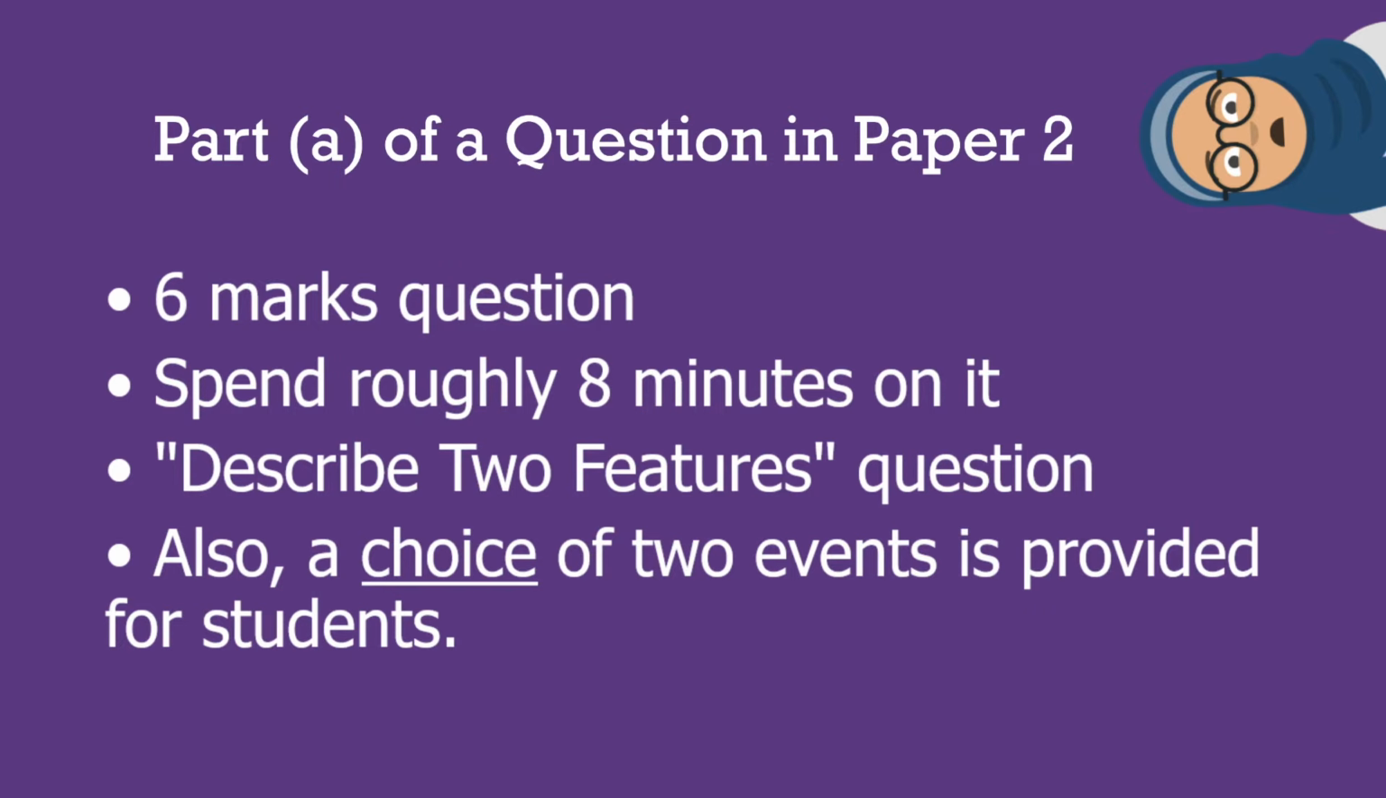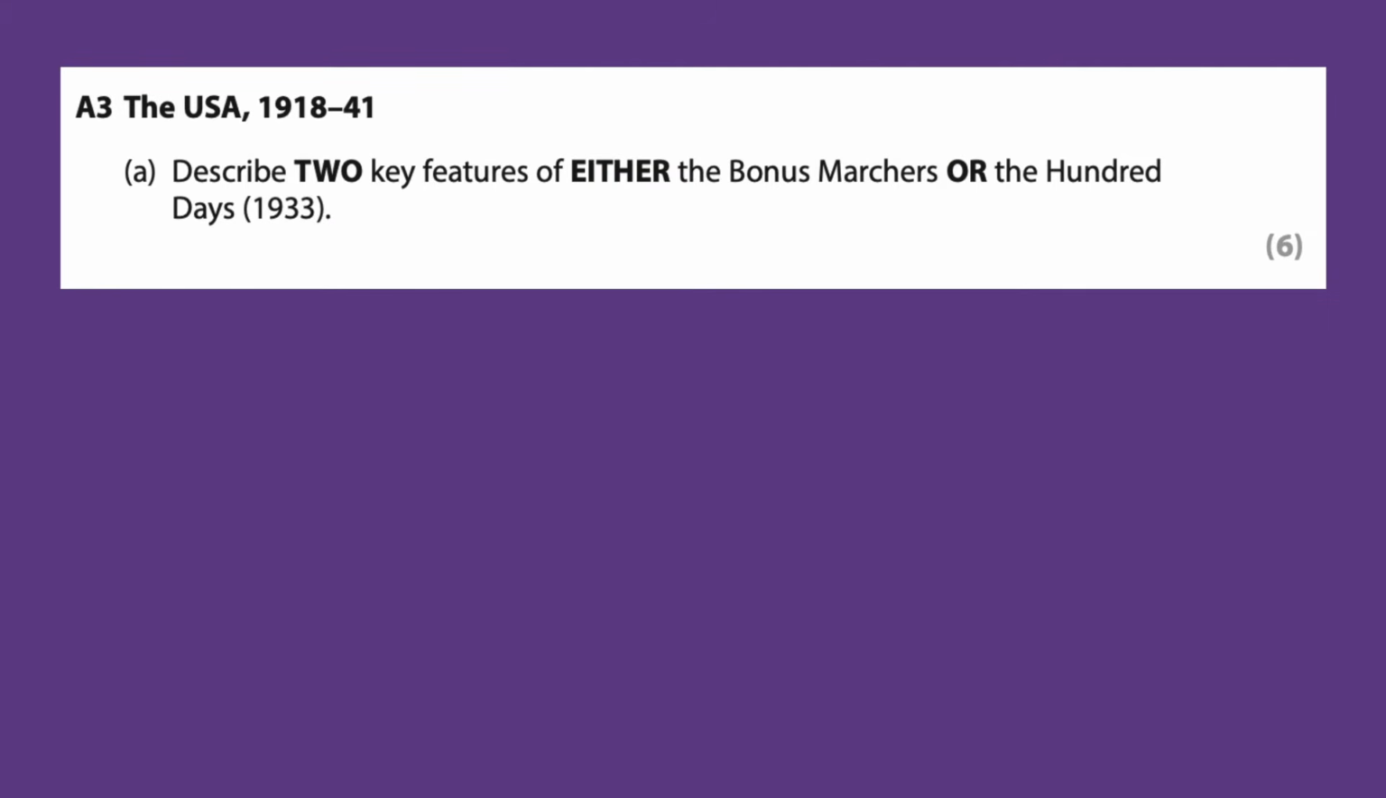And to make things easier for you to understand, here is an example from the USA 1918 to 1941, which inshallah I will be attempting in 2021. This is just a sample assessment material from the Pearson website. Describe 2 key features of either the Bonus Marchers or the 100 Days. And as you can see in the corner, it is for 6 marks, as I said.